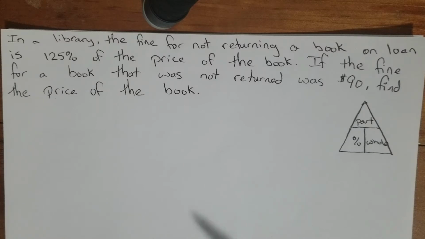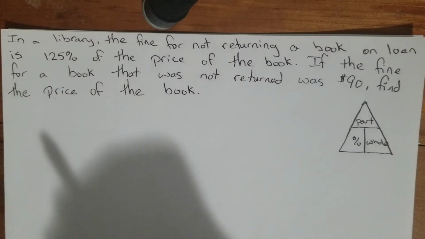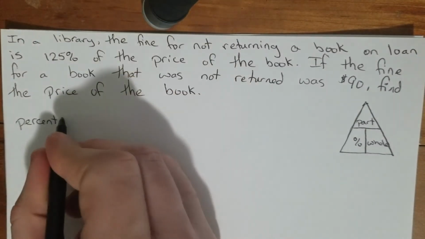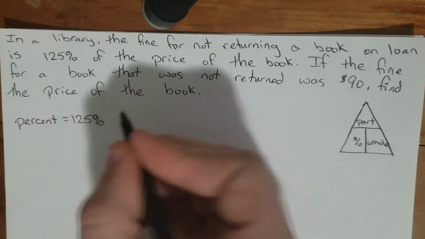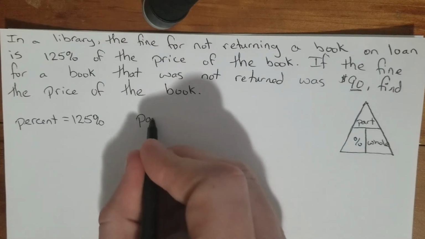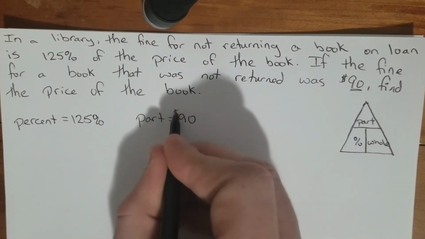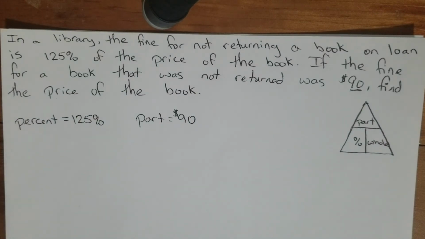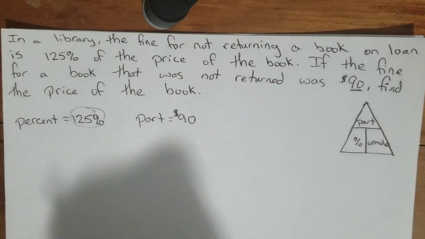So what that also tells us, though, is that we know our percentage. We know that our percent is 125%. And we know here, this is the amount that you're paying, that our part is $90. Now, this question might seem a little bit strange because our part is actually going to be larger than our whole. In this example, the part is 125% of the whole.